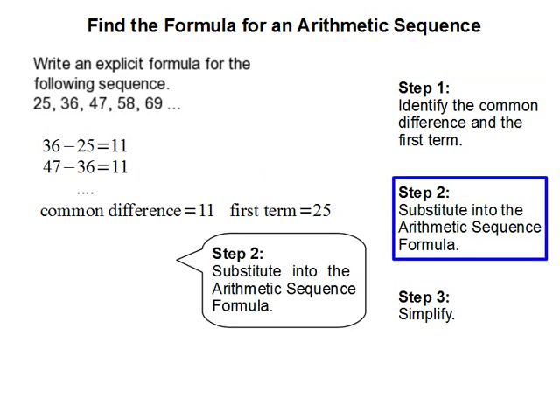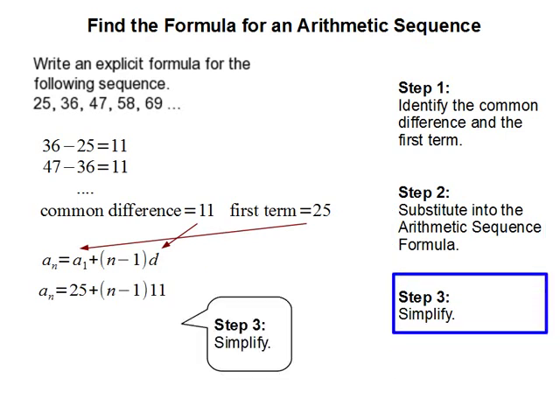Step 2. Substitute into the arithmetic sequence formula. So the arithmetic sequence formula is a sub n equals a sub 1 plus n minus 1 times d. And d is the common difference, and the first term is a sub 1. We substitute them in.